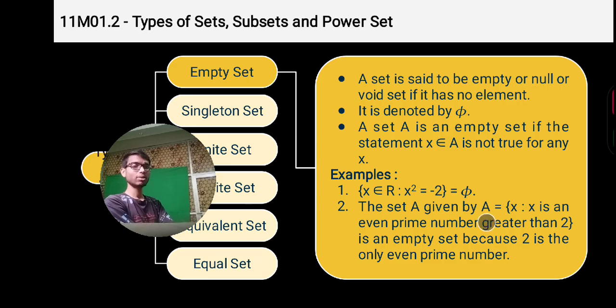Here, the set A given by A = {x : x is an even prime number greater than 2} is an empty set because 2 is the only even prime number. If we put here x, then what will we get? Of course 1. If we put here 2, then of course we will get 4, not minus 2. So here we are saying we don't have any elements in this set builder form.